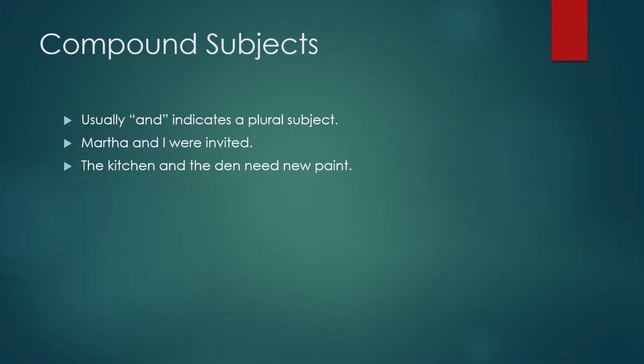If, however, you also then have the next one, the kitchen and the den need new paint. The kitchen is one thing, the den is another thing. We're combining them. They're two separate rooms, but if I wanted to speak of them as one pronoun, it's they. They need new paint. Fine.